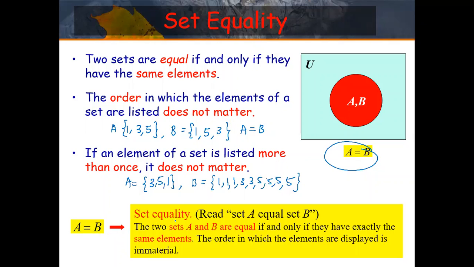So set equality, we read as set A equals set B. Again, the two sets A and B are equal if and only if they have exactly the same elements. Exactly the same elements. Alright, so we go to the subset.